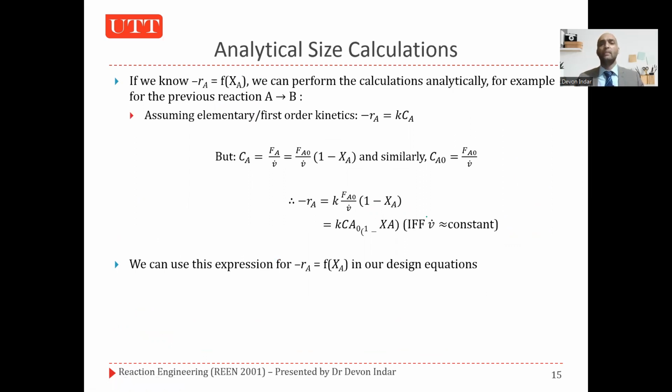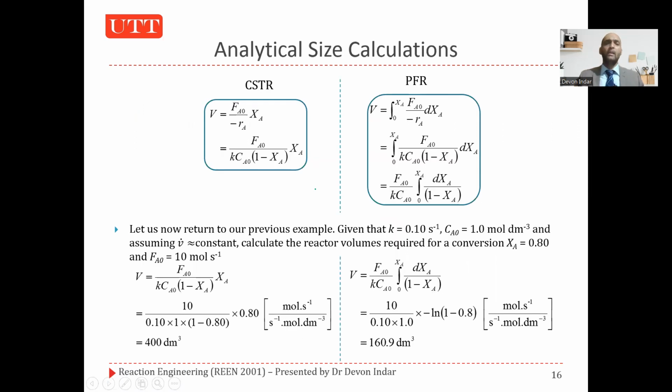And you'll remember we said that we can make this final assumption here only if the volumetric flow rate is constant. So if we have the rate expression, we just plug it in here. We plug it in here. With the CSTR design equation, there aren't any integrals to perform. You just plug it in and you get a volume coming out. For the plug flow reactor, for these kinetics, we'll have to perform the integral.